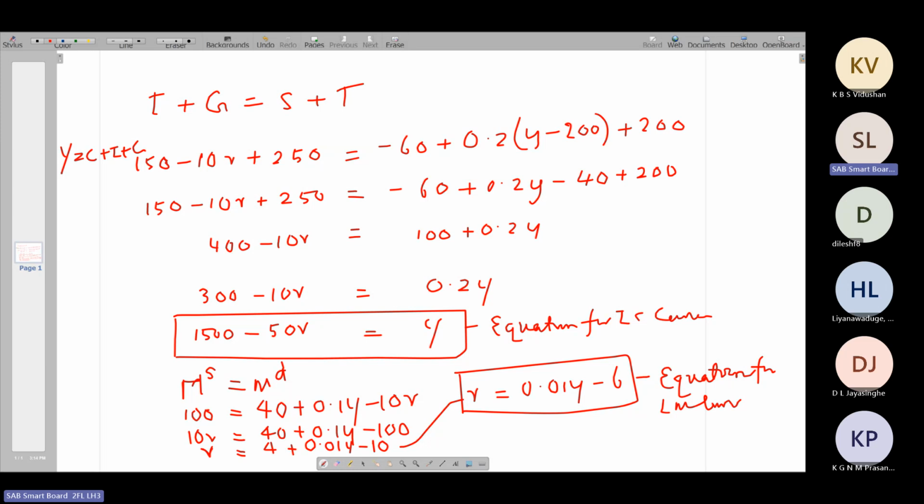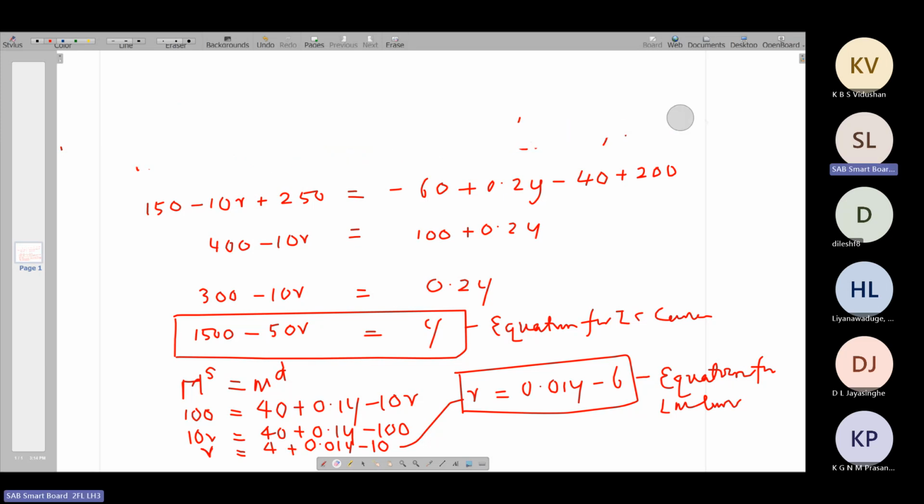So then you will need to find the equilibrium. How do we find the equilibrium? What can you do? Find the equilibrium income and the interest rate by solving these two equations. What you can do is substitute R into this y equation, right? Do it and tell me the answer.